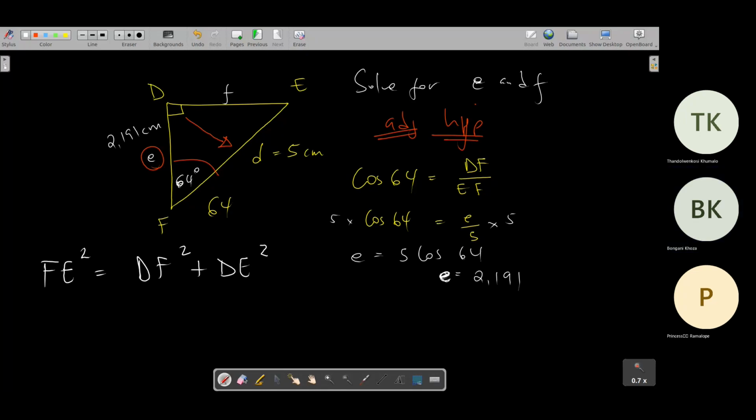Or you could have used your trig ratios. You could have said this side, 64, is adjacent or opposite? Adjacent, opposite? Now you are dealing with an angle, and F is a side. If it was an angle, this is what you'd be looking at.